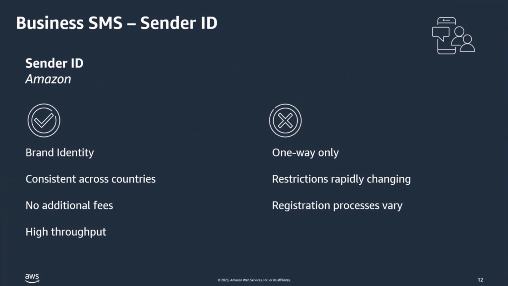And finally, we'll talk a bit about sender ID. This is an alphanumeric string up to 11 characters. It can be, for example, the name Amazon or your company name, which is used for sending out SMS. So these are great for branding and consistency across many countries where they are supported. There's currently no additional fees for using a sender ID, and they do have capabilities to have a high level of throughput. The downsides are that they are only for one-way traffic. It's not technically possible to respond to a sender ID. This is a limitation in the SMS protocol.